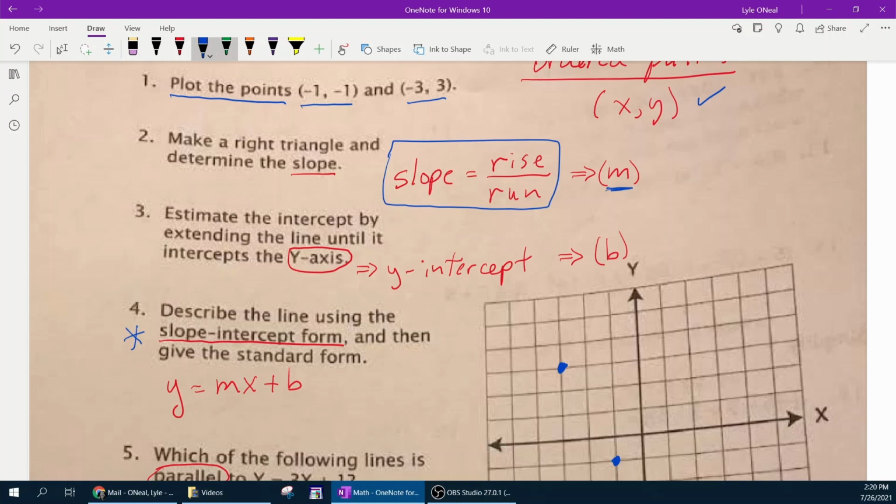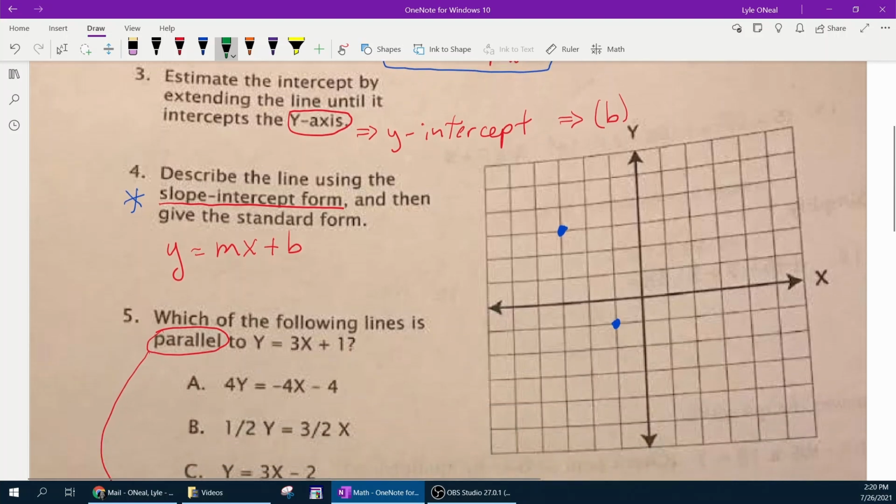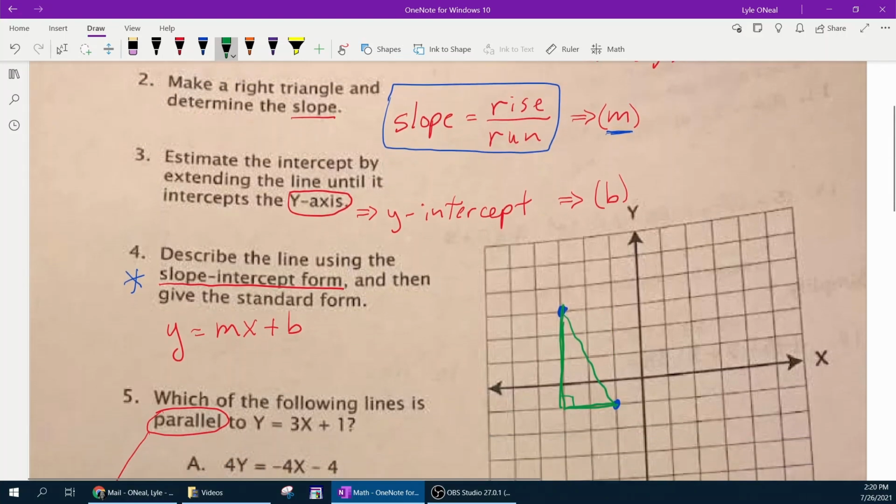Now, they did not specify how to construct your right triangle, and there are 2 ways to do that. So we can either go from the first point down and over, and that'll construct a right triangle, or you could go over and down, and that would also make a right triangle. Now, either way is going to give you the same slope. So it doesn't matter how you construct your right triangle. Okay, I'm going to go with this one right here.